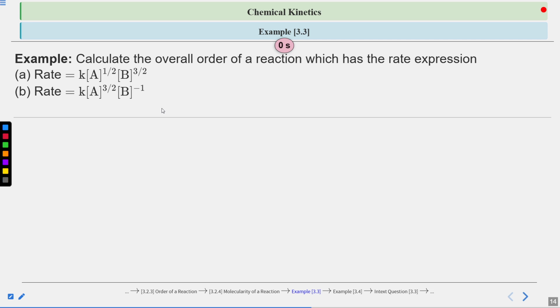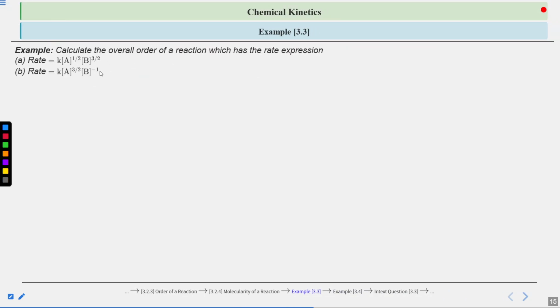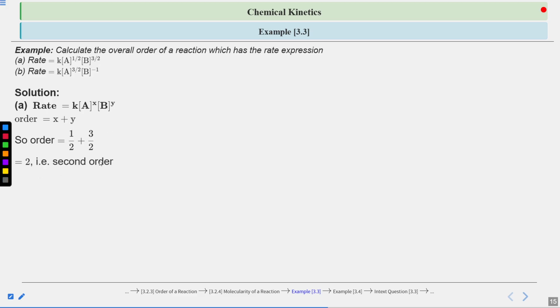Okay, so let's see. For this given question, let's see how you can solve it and get the overall order of the reaction. The rate is given as K times A to the power X, B to the power Y in general form, right? So we can match this with A and B. The order will be X plus Y, equal to n. So here in the first case, the order will be half plus 3 by 2, which is 4 by 2, which is 2. So order is 2, that is second order.